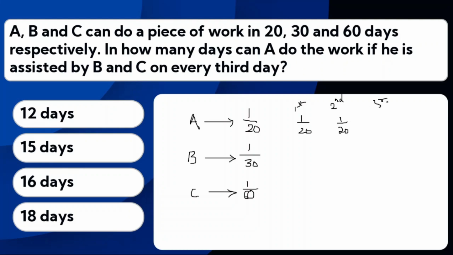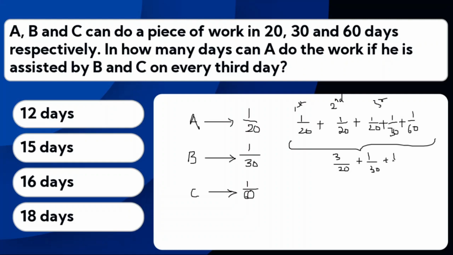And on the third day, along with A, B and C also joined him. B and C have given some assistance to A on every third day. So this is one complete generalized cycle. For 3 days this is the work done. Just add these numbers and you will get the answer. Per 3 days it is 3 by 20 plus 1 by 30 plus 1 by 60.